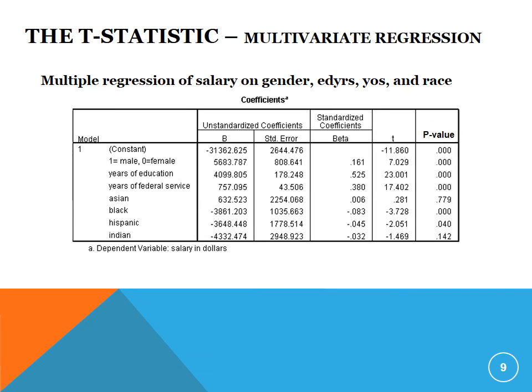Okay, so another multivariate regression. This one's got a lot more variables in it. We've got a set of dummies for race. We've got two interval level variables, education and federal service, and we've got another dummy variable, gender. Okay, and our dependent variable is still salary.